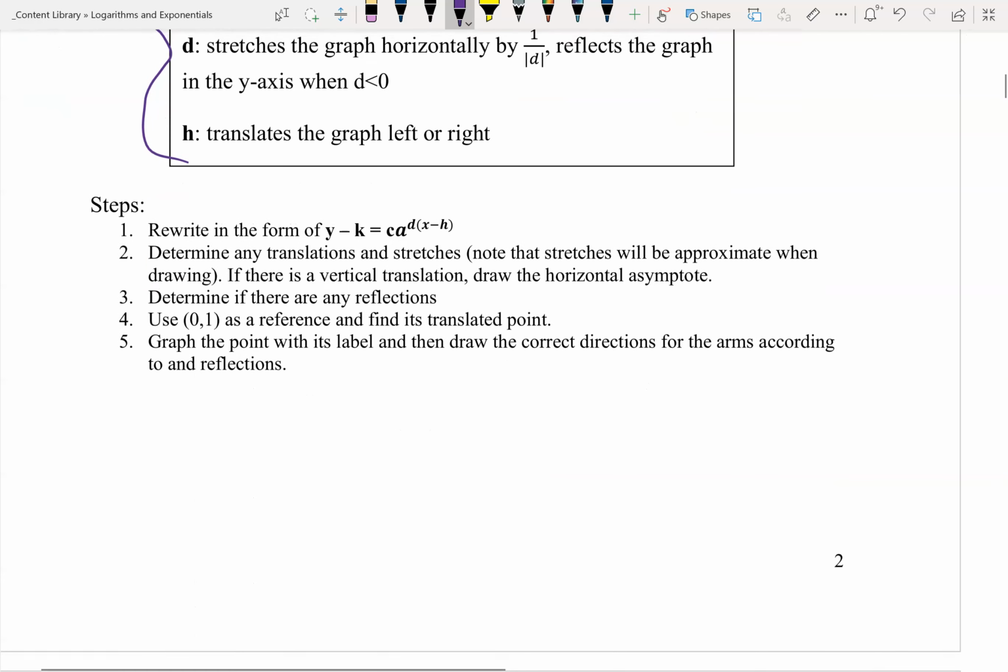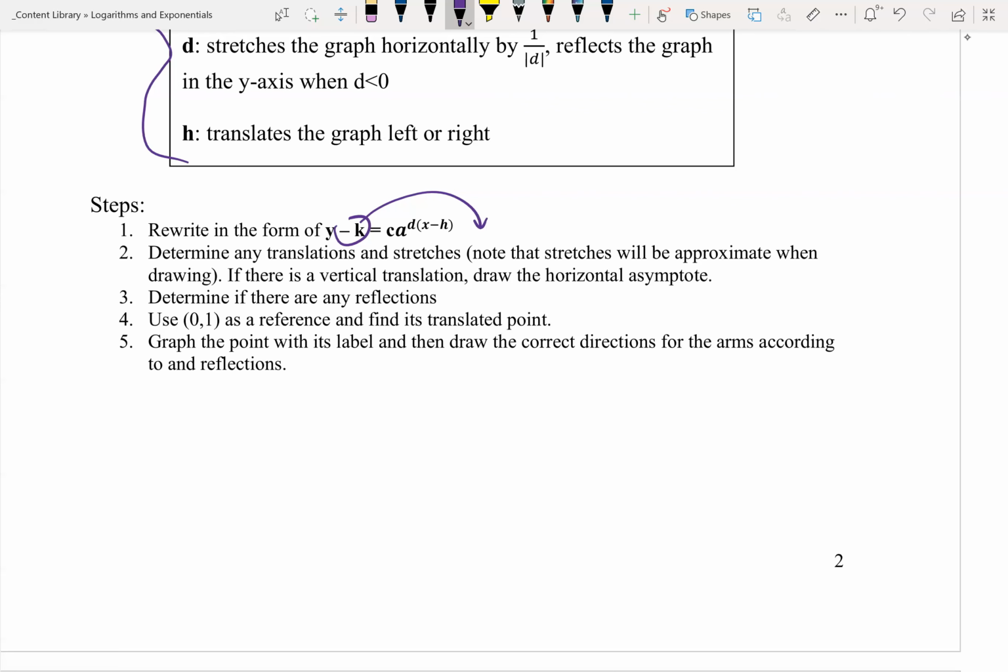So here are your steps. The first thing you're going to do is rewrite it in the form of y equals, and again you can move this k to this side. So it would be c a to the power of d multiplied by x minus h plus k. So you should determine any translation and stretches, and note that stretches will be approximate when drawing.